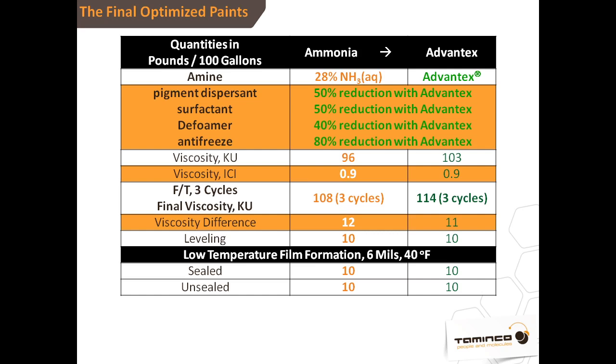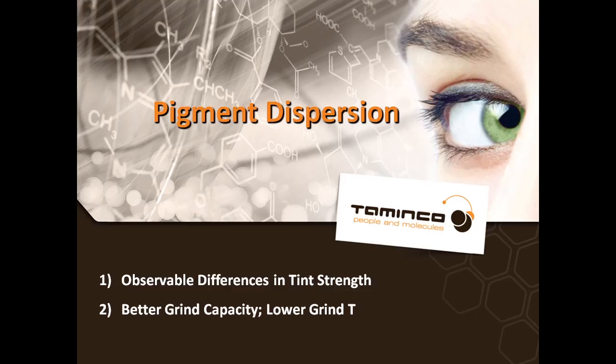Now, I'd like to go on and discuss some other things you can do with multifunctional AAAs, and maybe go into a little bit more of the science behind it and the reasoning why the replacement of simpler, completely hydrophilic amines with higher molecular weight, more functional amines results in these improvements. So the first thing we'll talk about is pigment dispersion. And we'll look at things like differences in tint strength as a function of the amine and potential grind capacity.